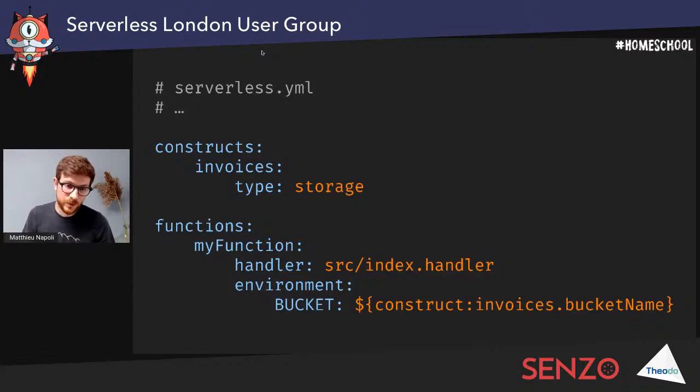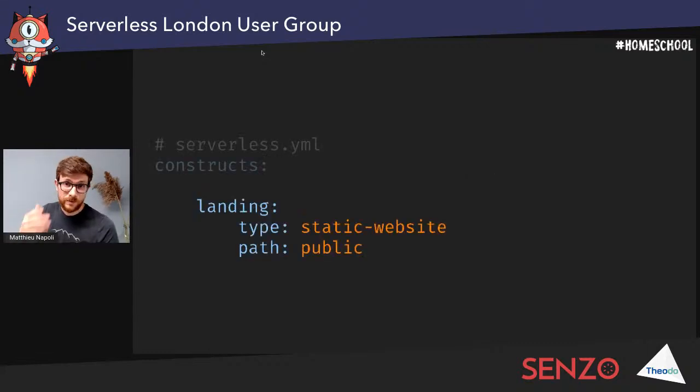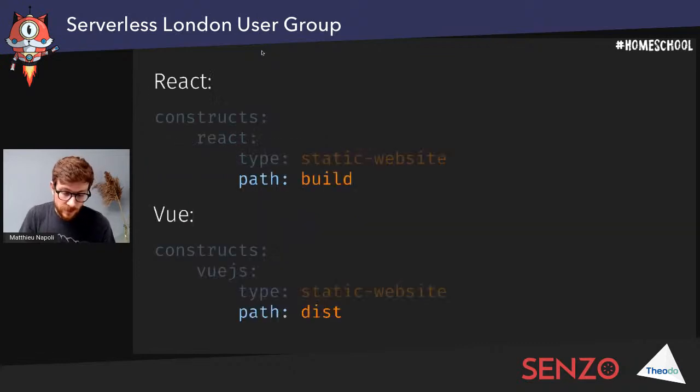So that was the storage construct, but we have more constructs. Let's have a look at another one, static website. So the static website construct is, as you can guess, you can deploy React applications, Vue.js applications, but also any static website with HTML and CSS with 3 lines of YAML. Here, I'm creating a landing page using the static website construct. And the only thing I need to specify is the directory where the website is stored on my machine. That directory here is public, but it could be anything.